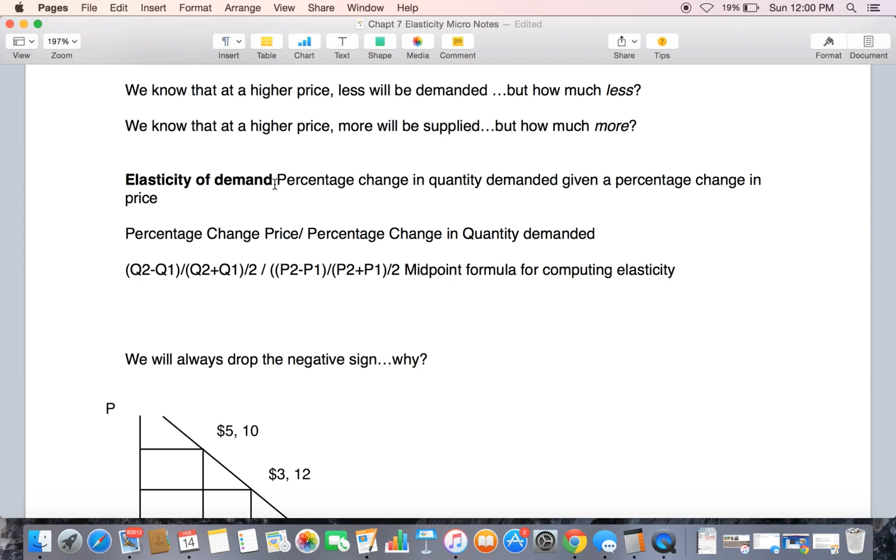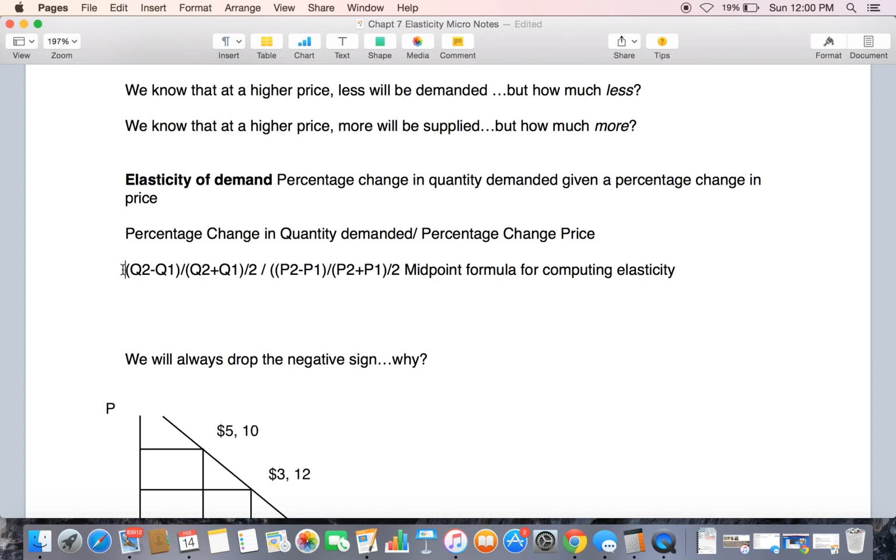So the elasticity of demand is defined as a percentage change in quantity demanded given a percentage change in price. So this is the percentage change in, sorry, I have this backwards. The percentage change in quantity demanded given a percentage change in price.